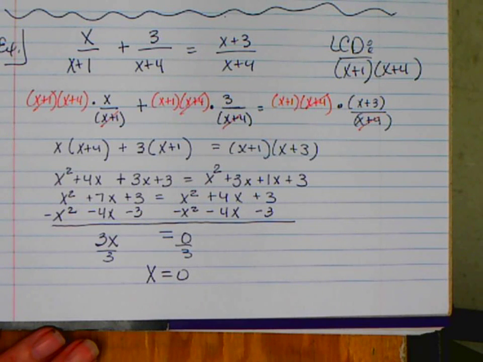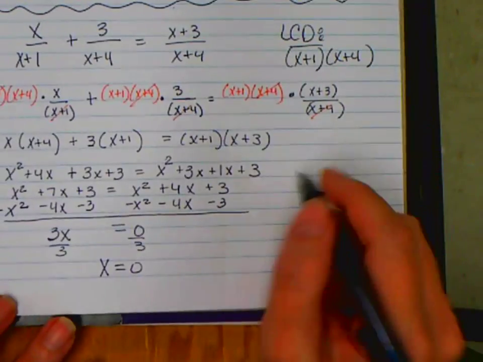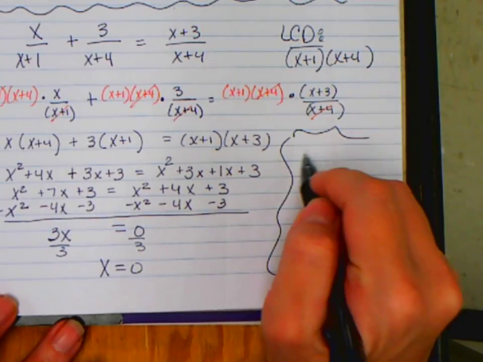Is that okay? Yeah, can 0 be a solution? Yeah. Am I still going to have to check it? Yeah, because maybe this thing has no solution, right? So let me do that over here.